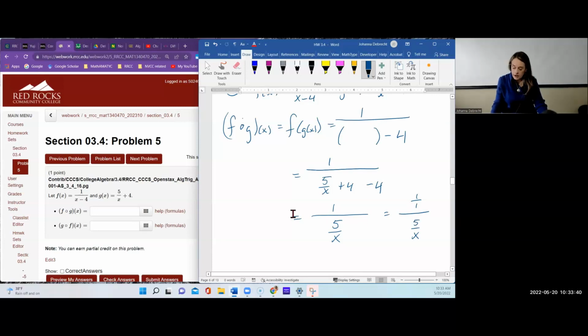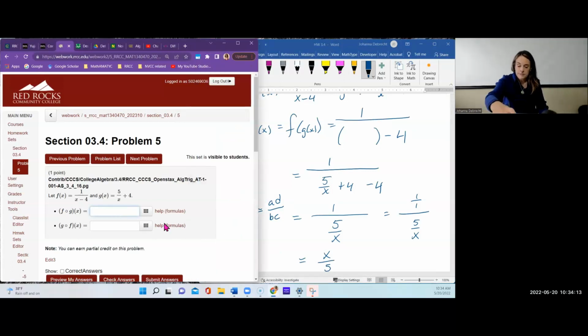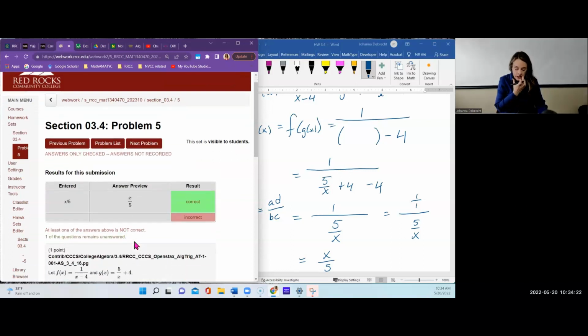In other words, if you have A over B divided by C over D, this turns out to be A times D, top of the top, bottom of the bottom, divided by B times C, bottom of the top, top of the bottom. In other words, the bottom of the bottom is the top. That means the x will swing around to the numerator, and this will become x divided by 5. Let's enter this now. We can check our answer to make sure that we've done it correctly, and we get the green check.